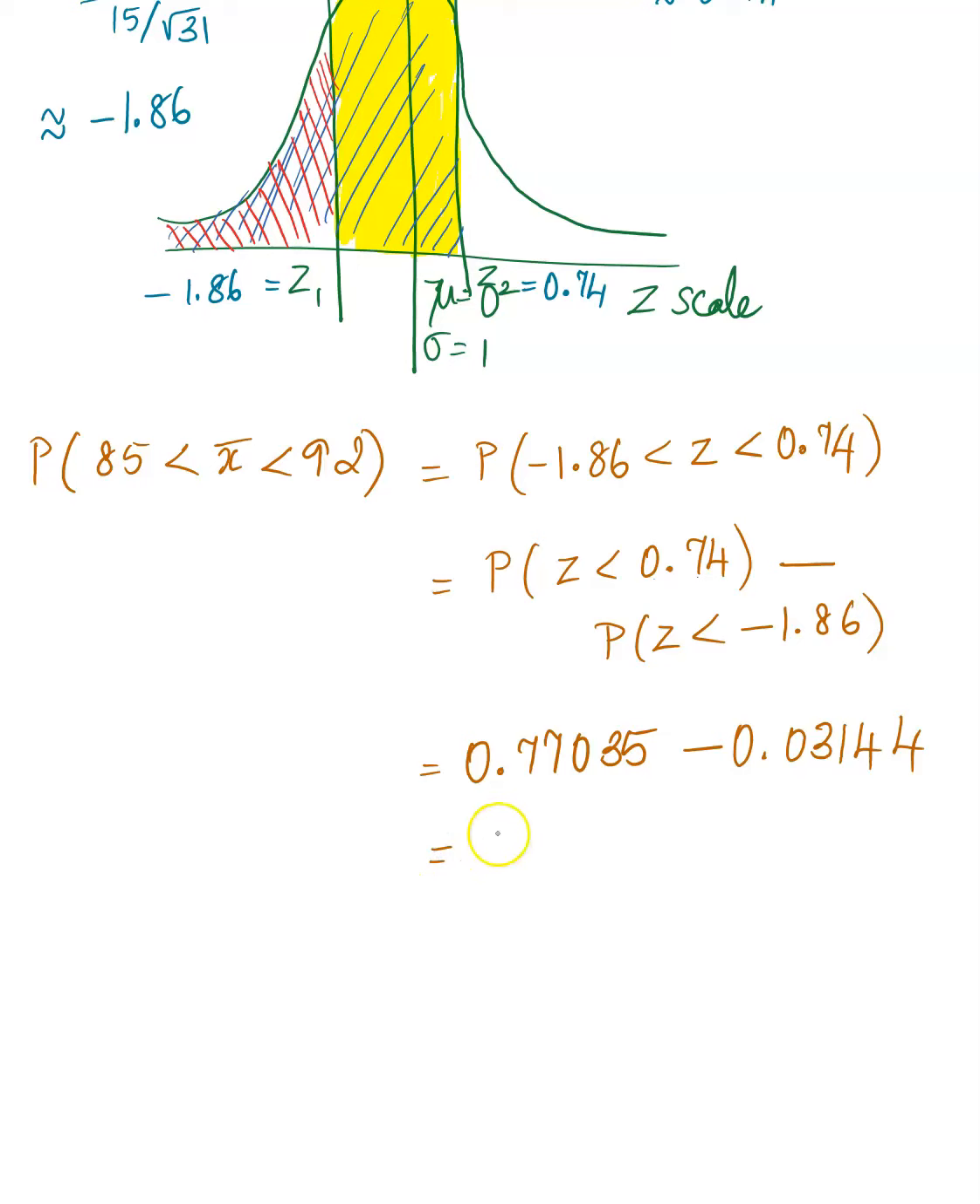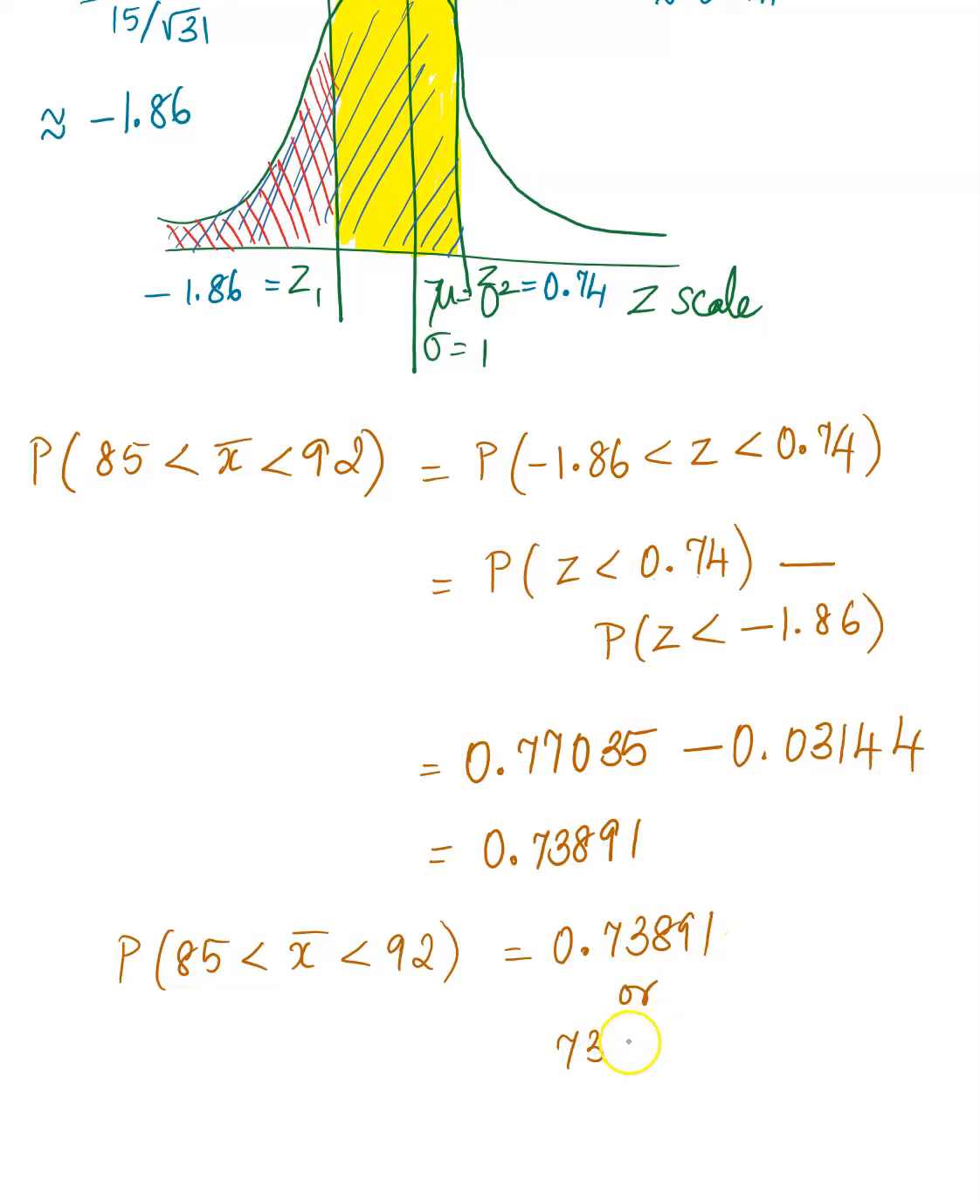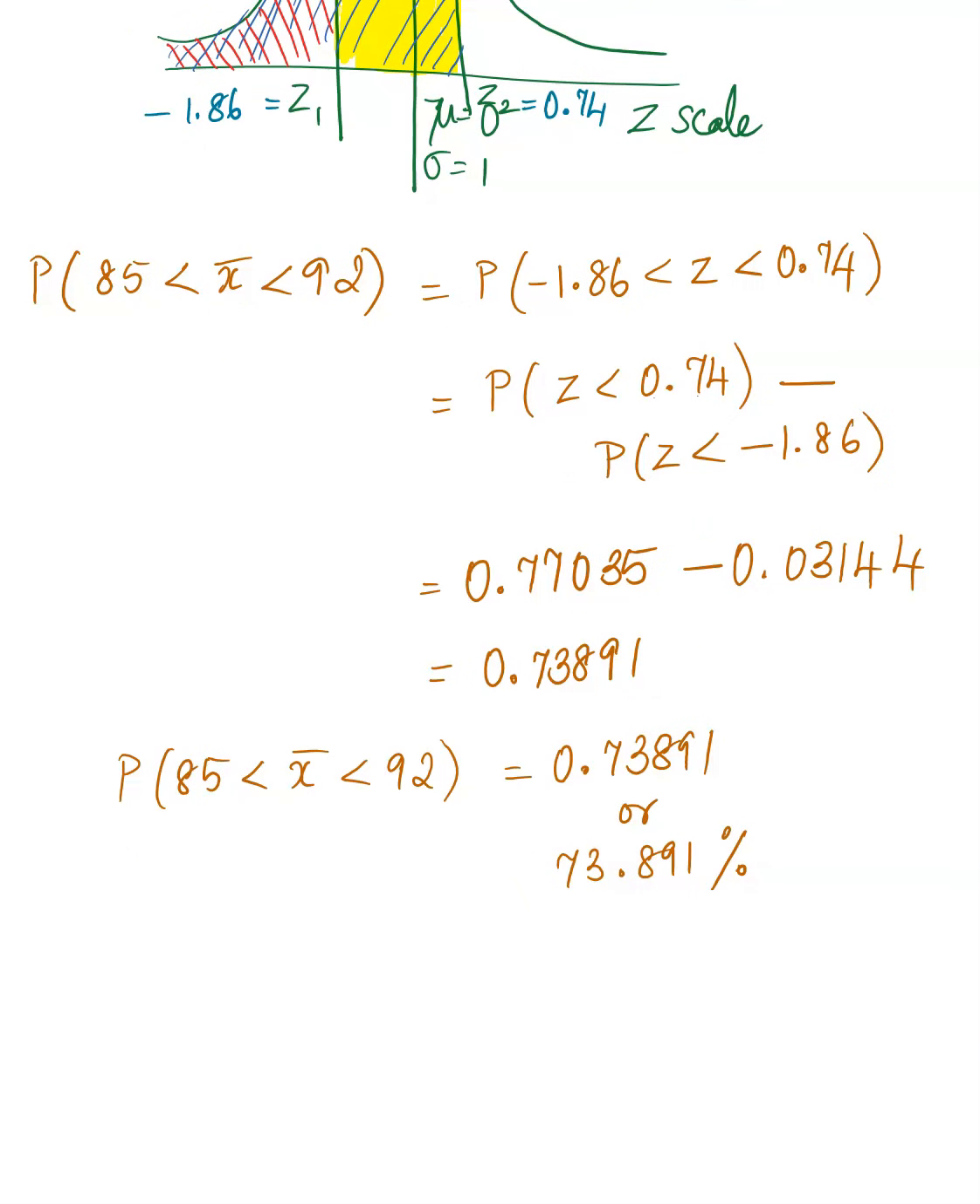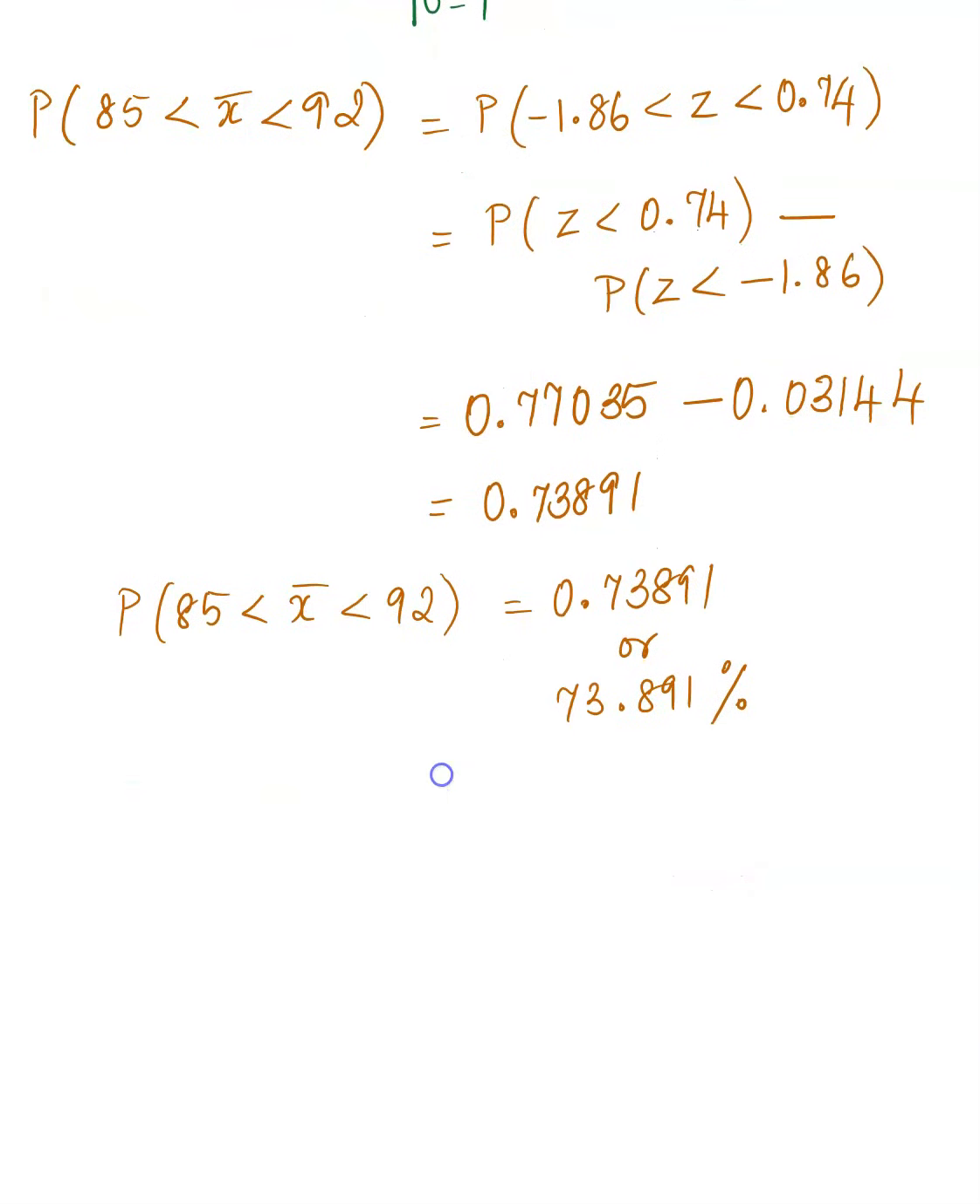This comes out to be 0.73891. So we're saying the probability of 85 less than x bar, or the sample mean lying between 85 and 92, is 0.73891, or you can say it in percentage, 73.891 percent. Okay, this is manually, and of course if you're using the calculator, that's going to be a breeze. So you're going to use the normal CDF for that.